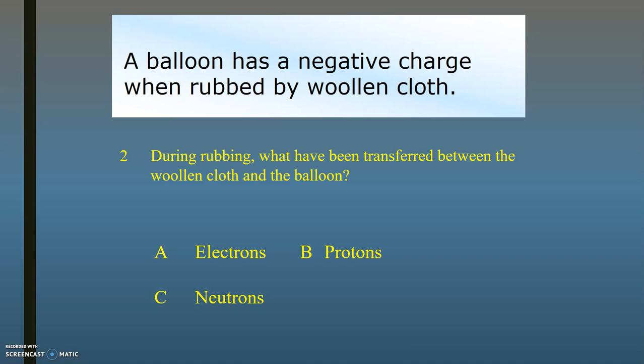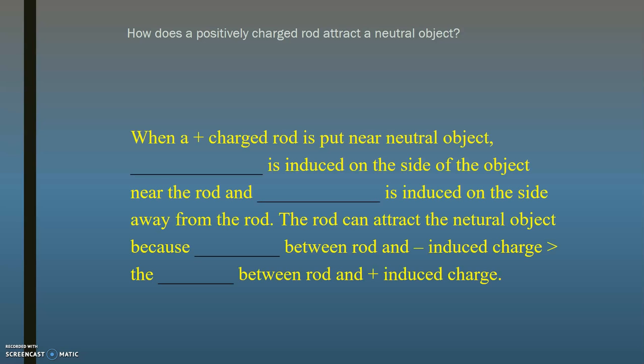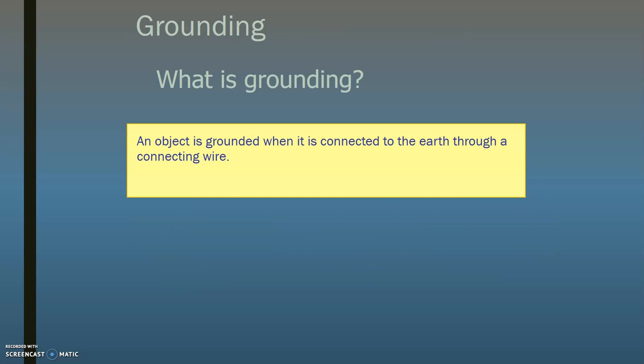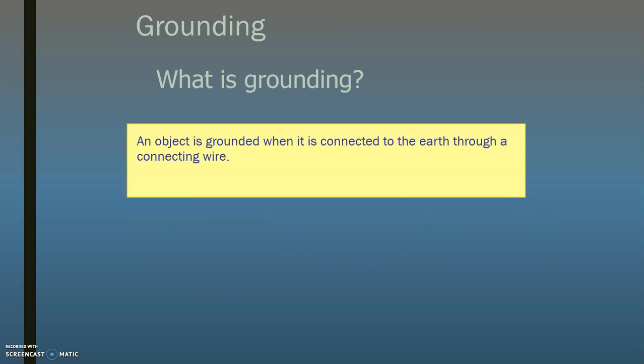So if a balloon has a negative charge when rubbed by a woolen cloth, during the rubbing, what happens to the transfer between the woolen cloth and the balloon? Well, electrons are being transferred. You can't transfer the protons because that's what makes up the material, and you can't transfer neutrons because that's just weird. So, again, when a positively charged rod is put near a neutral object, the negative charges are induced or pushed to the side near the rod. Positive charges are induced to the side away from the rod, and the rod can then attract a neutral object because of attraction between the rod and its negatively induced charges and repulsion by the positive charges. So that was just a summary of how induction works, in words.